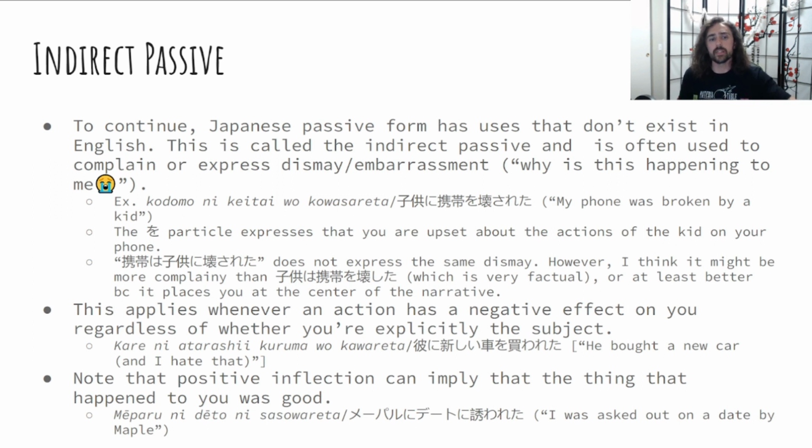"Keitai wa kodomo ni kowasareta" doesn't express the same dismay, even though it's passive voice, because you're not putting yourself in there. The subject is still the phone. And yeah, the phone is getting broken by the kid, but that doesn't say much about how you feel about your phone getting broken, right? Whereas if you put yourself into it, then there's some emphasis on, yeah, my phone got broken, right? "Kodomo ni keitai o kowasareta yo." My phone was broken by this kid, you know?